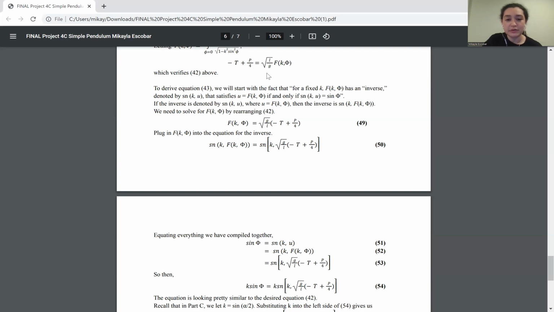This is pretty easy because all you have to do is move the square root onto the other side. It leaves you this portion right here. And then you can just plug into sn(k, f(k, φ)). So the k value that we have is just k. The f(k, φ) is going to be this right here, and you're going to plug it into the equation.